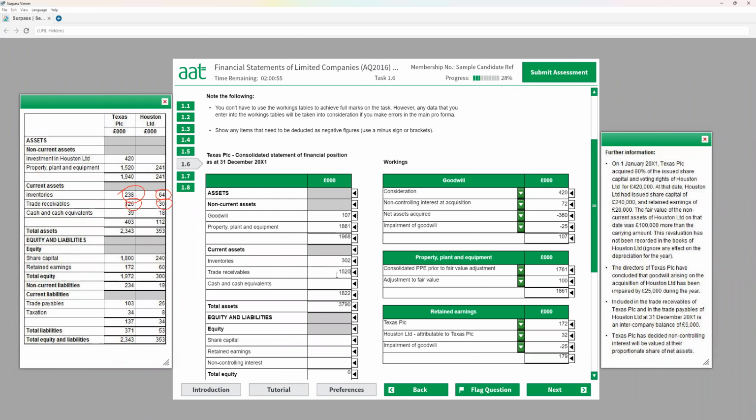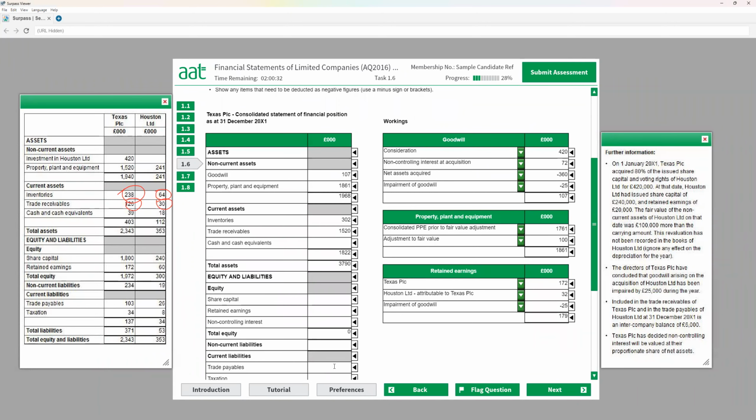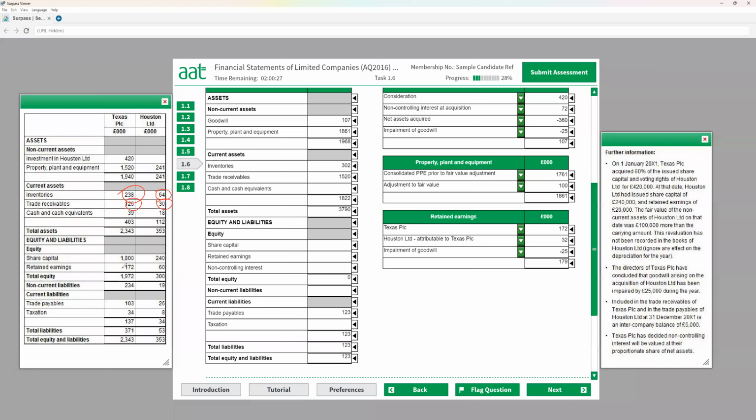I'll show you how you do that for the payable. So we have the payable 103. Let's have a look. So 103 plus 26 minus 6. And that will give us 123. So let's do the payable, 123. Remember that when you do the payable, you have to be careful. 103 plus 26 minus this 6,000.